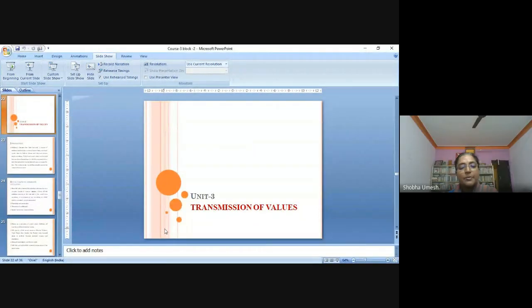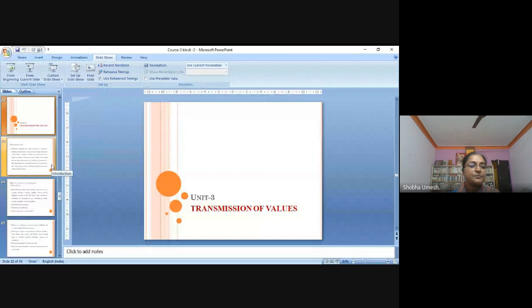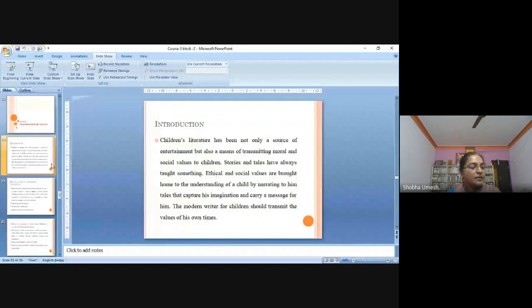The next unit talks about the transmission of values. See, values play a very important role in human beings. Without values, no human being can exist, I can say. So, values are very important in each and everybody's life. See, children's literature has been not only a source of entertainment, but also a means of transmitting moral and social values to children.